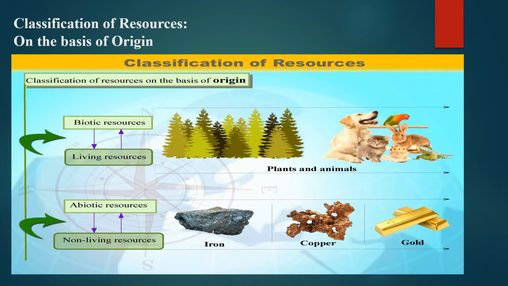Now, on the basis of origin, we have biotic and abiotic resources. Biotic resources are obtained from the biosphere and have life, such as human beings, flora and fauna, fisheries, livestock, etc. Abiotic resources are composed of non-living things, for example rocks and metals.